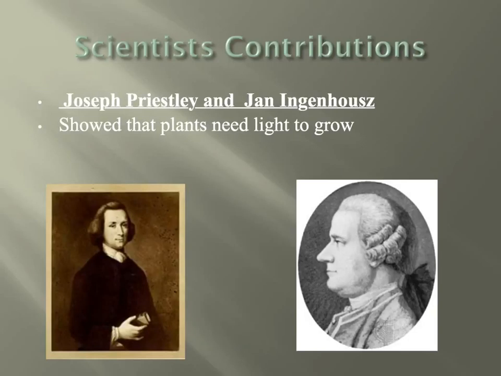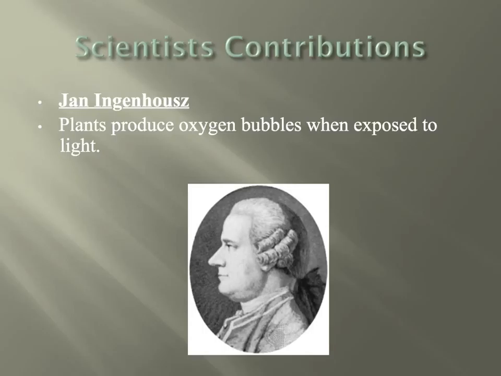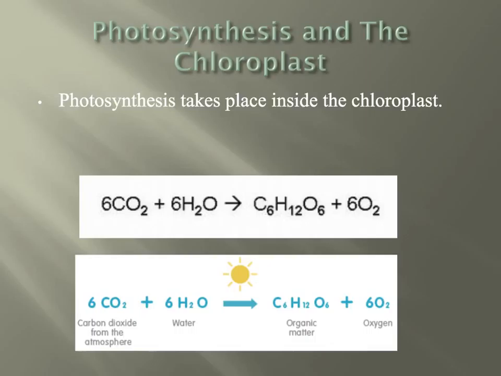Joseph Priestley and Jan Ingenhousz together showed that plants need light to grow. And Jan Ingenhousz by himself determined that plants produce oxygen bubbles when they are exposed to light. Now, because of these scientists' contributions, it was determined that the plants undergo a special process called photosynthesis. The process takes place inside the chloroplast.